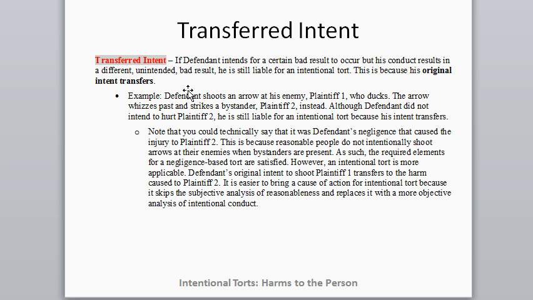Now, defendant didn't intend to hurt the second guy. He only intended to hurt the first guy. So technically speaking, there is no intent, but it transfers. So if you intended to do something bad to somebody, you're liable for anything else bad that results. The guy ducks, it hits somebody you didn't even know was there, and you are guilty. Or I should say liable.